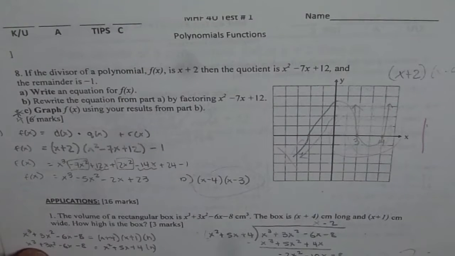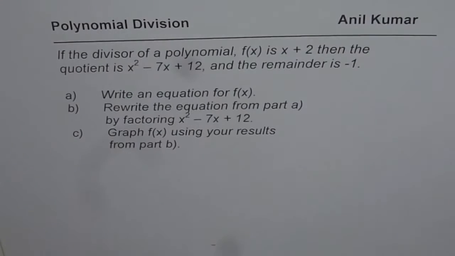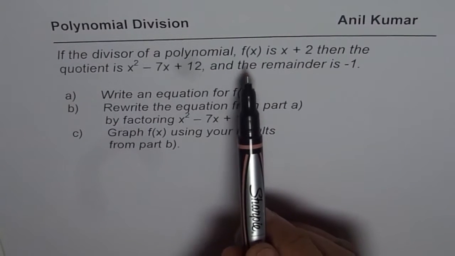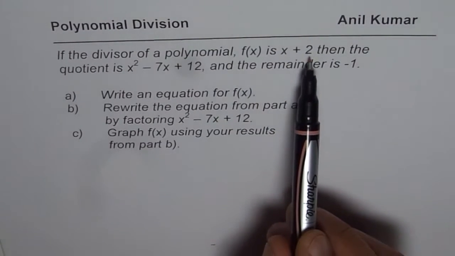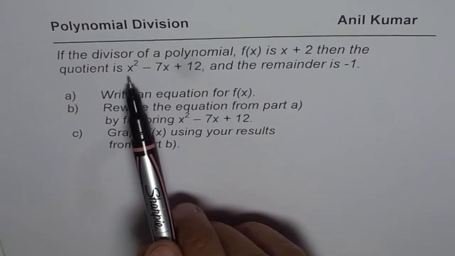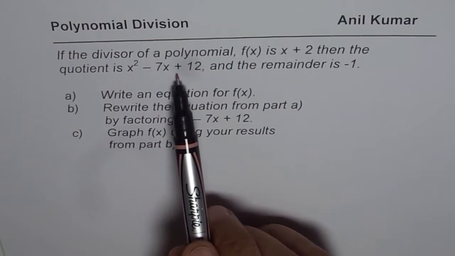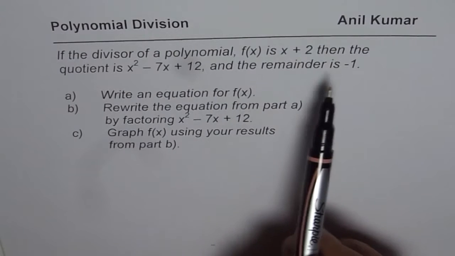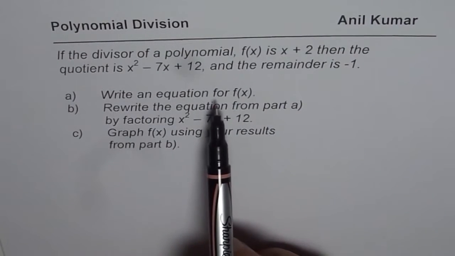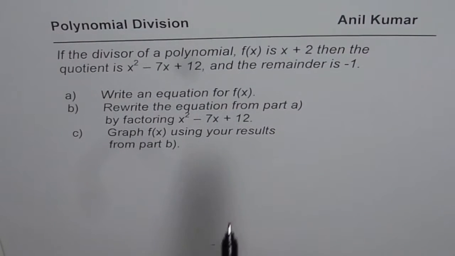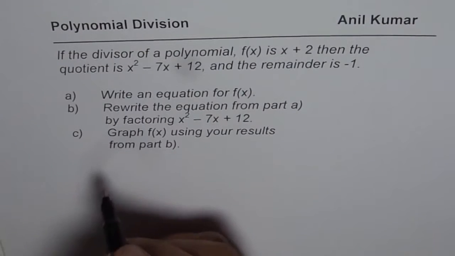This is an interesting question. Here's my copy of this question. It is, if the divisor of the polynomial f of x is x plus 2, then the quotient is x squared minus 7x plus 12 and the remainder is minus 1. Write the equation for the function, right? So first part is writing the equation of the function.